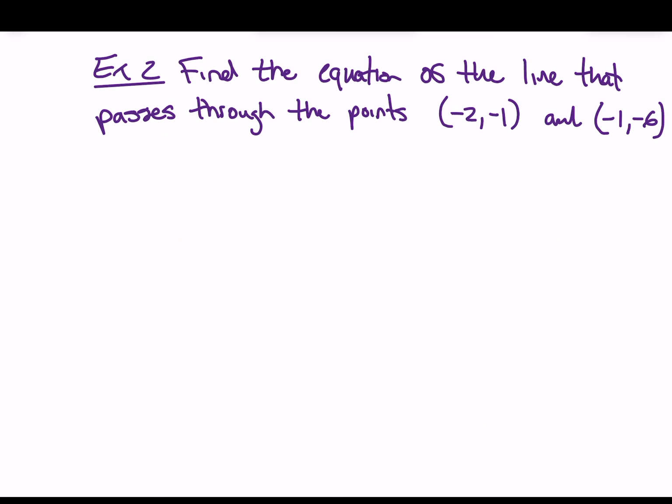Example 2. We want to find the equation of the line that passes through the points (-2, -1) and (-1, -6). Now you may be asking yourself, well, this is not the point-slope form. Well, you're right, because we're given 2 points and not a point and the slope. But in a previous lesson, we learned that the slope can be found by using 2 points. So we can find out that the slope is y2 minus y1 divided by x2 minus x1.